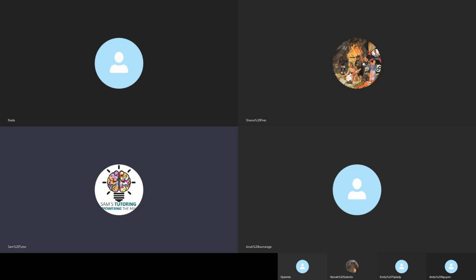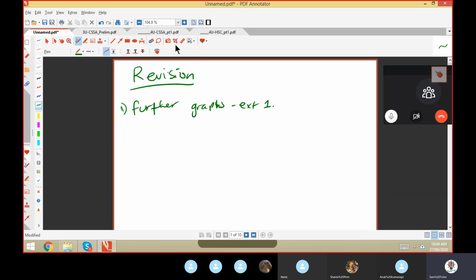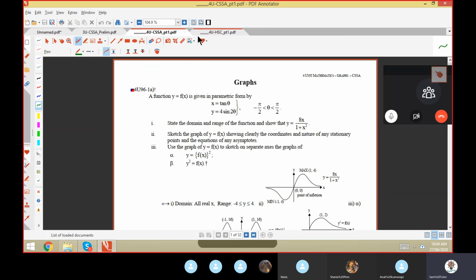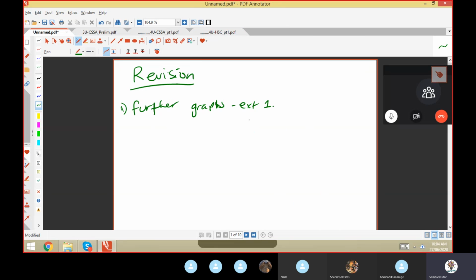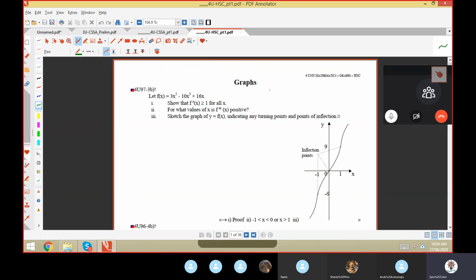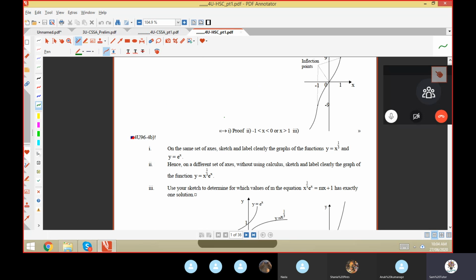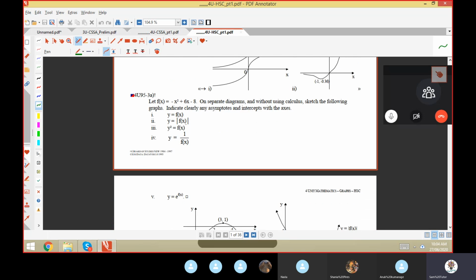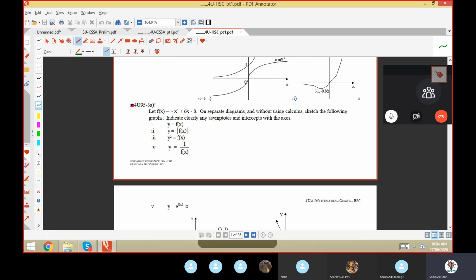The next thing you want me to go over is further graphs, extension 1. To revise for these, as you can see what I've opened up here, they're actually part of the 4-unit course. So further graphs was part of the old extension 2 course. The best thing is just to go to HSC papers and you'll pretty much find them. Here's the one right here.